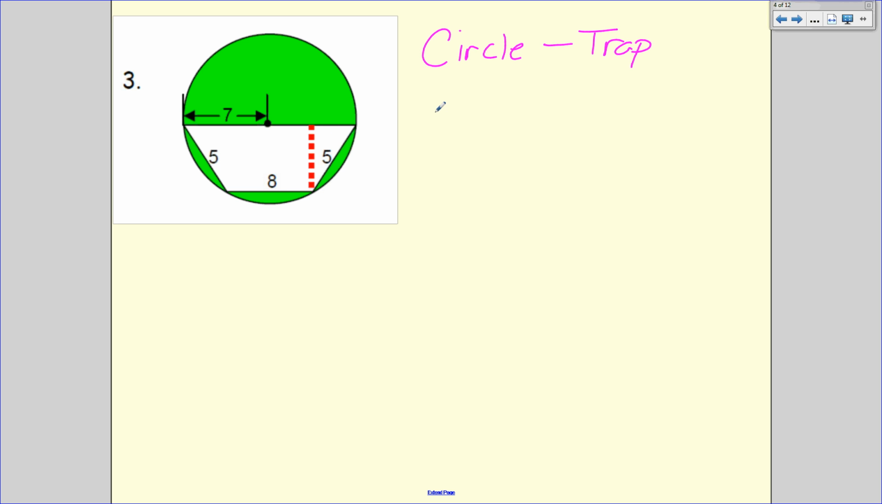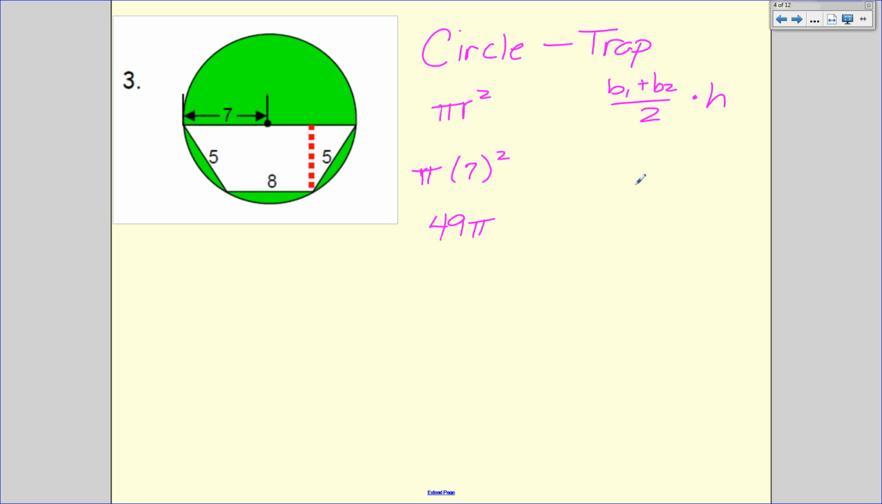So I think, okay, the circle area is pi r squared. The trapezoid is base 1 plus base 2 over 2 times the height. So let's do the circle first. Pi r squared. Well, if the radius is 7, that would be 49 pi. And I'm just going to leave it like 49 pi. Why make your life difficult?